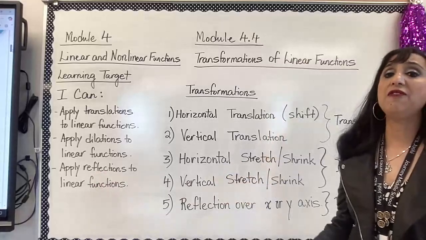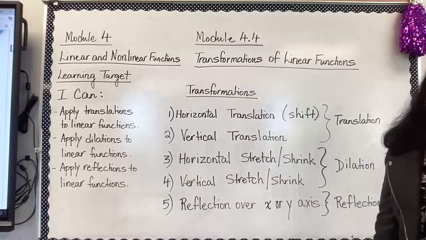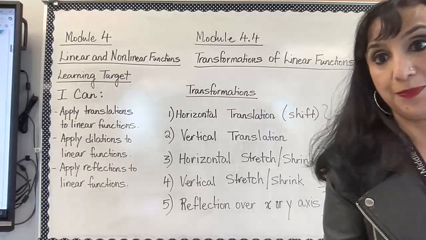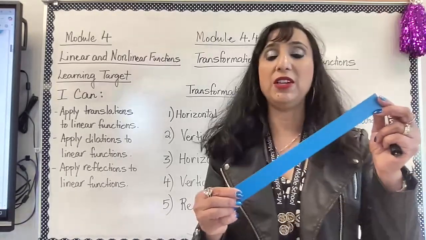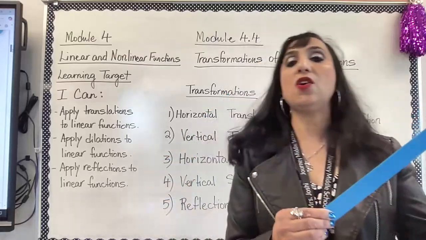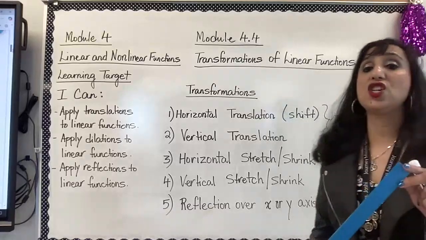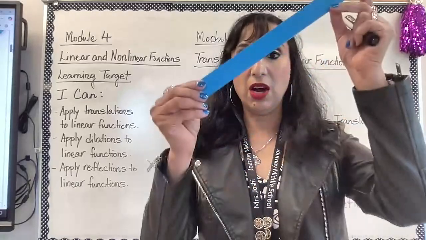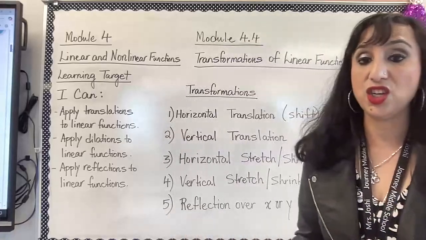So there are 5 different types of transformations that I would like you to look at. The first one is a horizontal translation. Basically, if I have a line, it is moving either this side or this side. So that's a horizontal translation. If it's a vertical translation, it is moving either up or down in the coordinate plane, and that's what a vertical translation is.